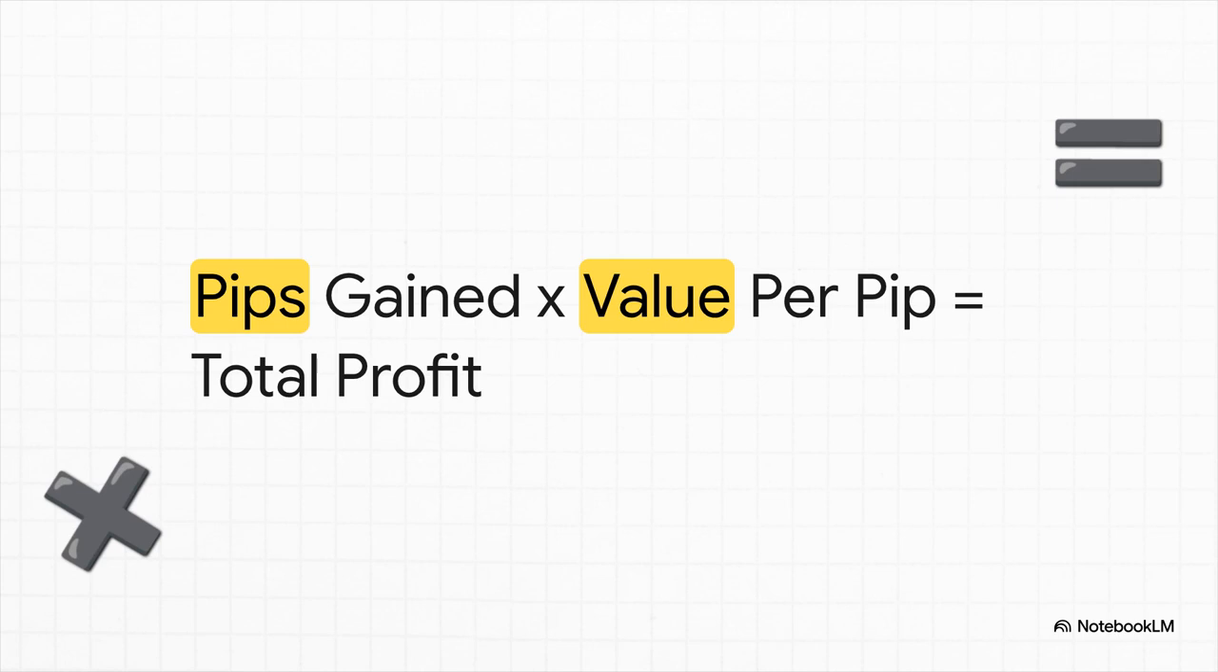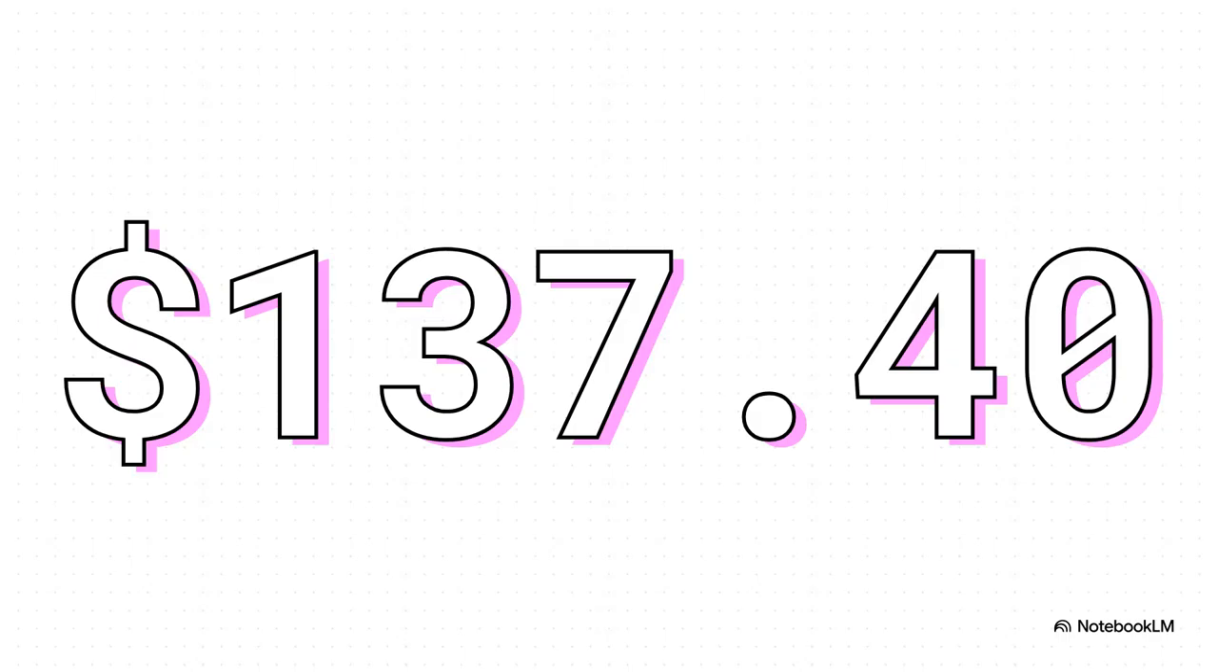And now, for the final easy part. We just multiply the number of pips we gained, which was 20, by the value of each one of those pips. And there you have it, a total profit of $137.40. That's it. That's how pips, lots, and leverage all team up to turn a tiny little fluctuation in the market into a real, tangible financial result in your account.